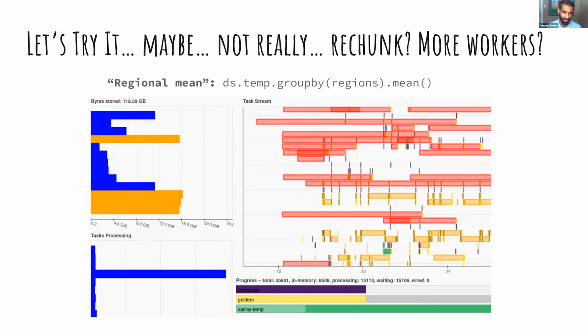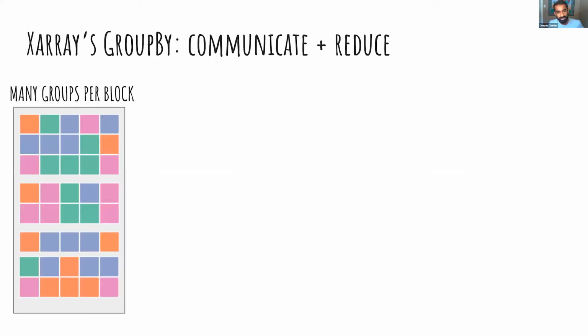This should be somewhat familiar to many people on this call, I imagine. So it doesn't really work, this whole regional mean business. Let's think about why that doesn't work. Here's a little schematic. On the left is a visualization of my array, and again, each color represents a different group. This is one array with 4 blocks, and in each of them I have some random distribution of groups.